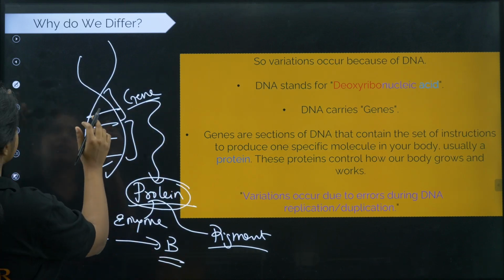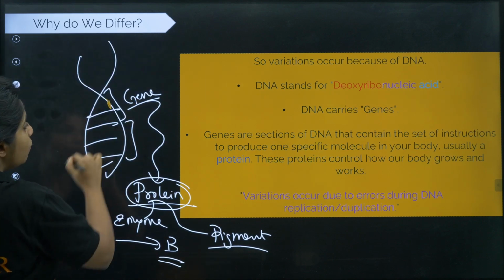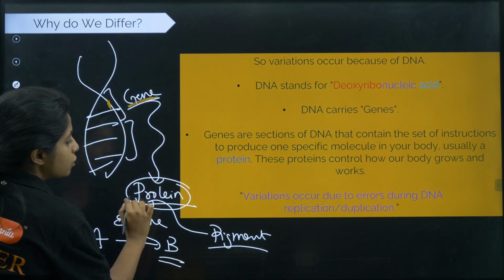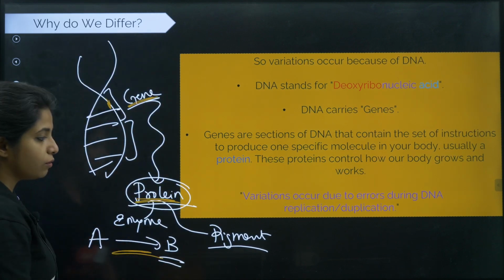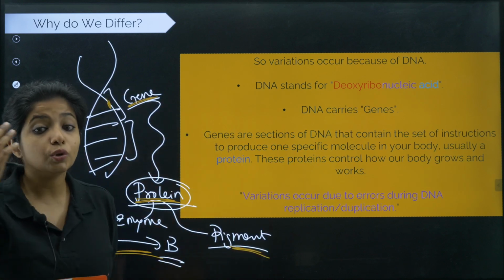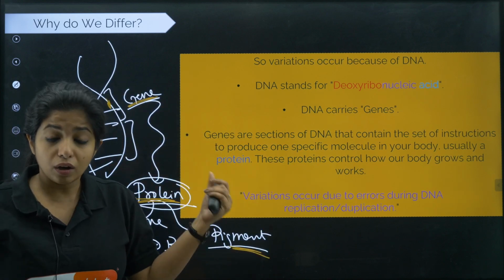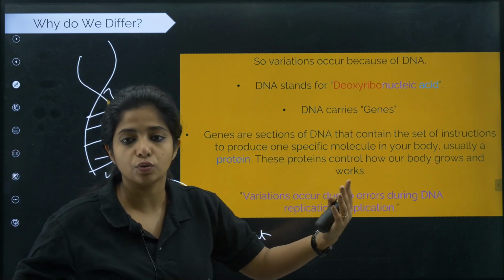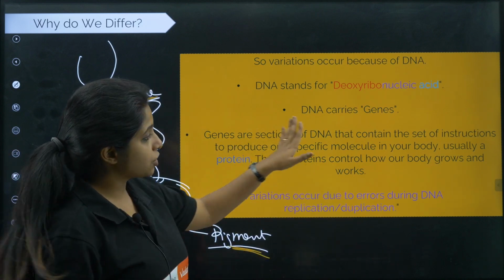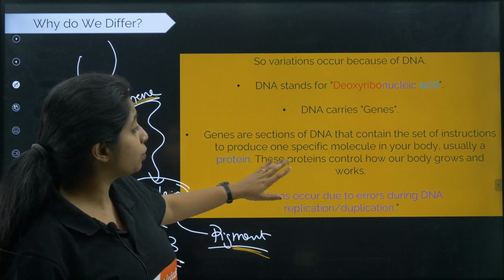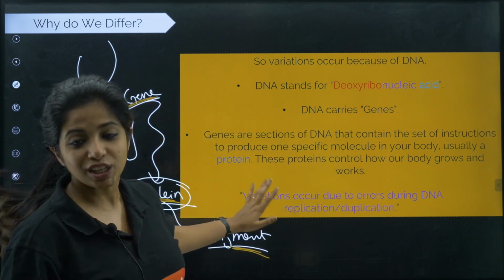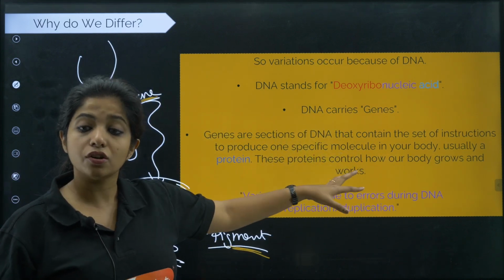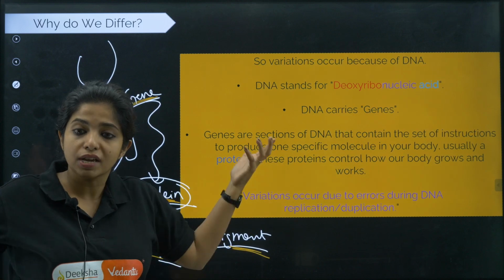So any changes in the DNA, suppose this DNA has some changes, what will happen? This gene will also change, this protein will also change, this thing won't be produced, and this pigment might be something else. So you never know. So these types of fluctuations happen in our body. Generally happens in our body, and this gives rise to what? Variations. So genes are what? Sections of DNA that contain the set of instructions to produce one specific molecule in your body, usually a protein. These proteins control how the body grows and works.